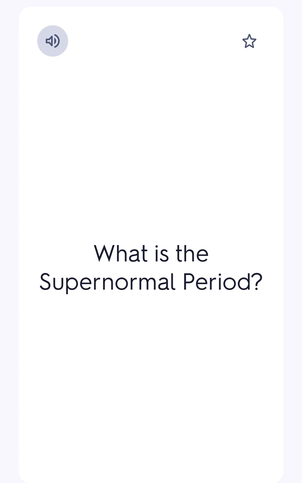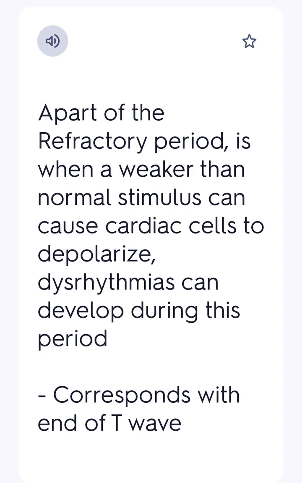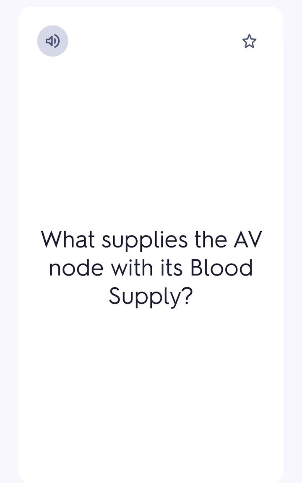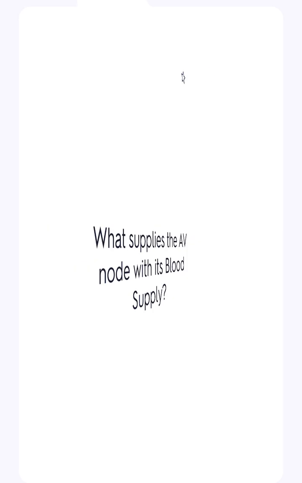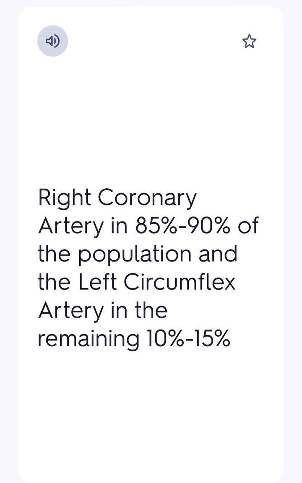What is the supranormal period? A part of the refractory period when a weaker than normal stimulus can cause cardiac cells to depolarize. Dysrhythmias can develop during this period, corresponds with end of T wave. What supplies the AV node with its blood supply? Right coronary artery in 85% to 90% of the population, and the left circumflex artery in the remaining 10% to 15%.